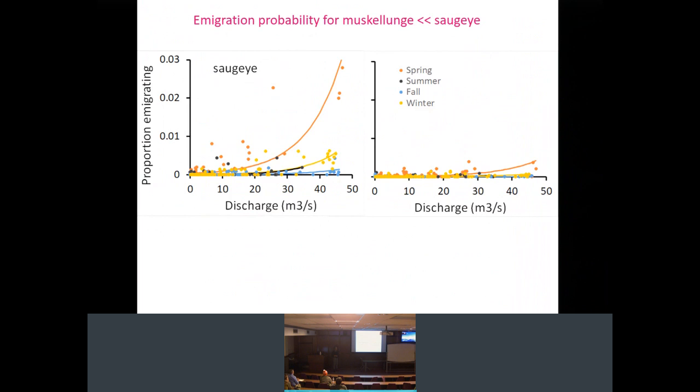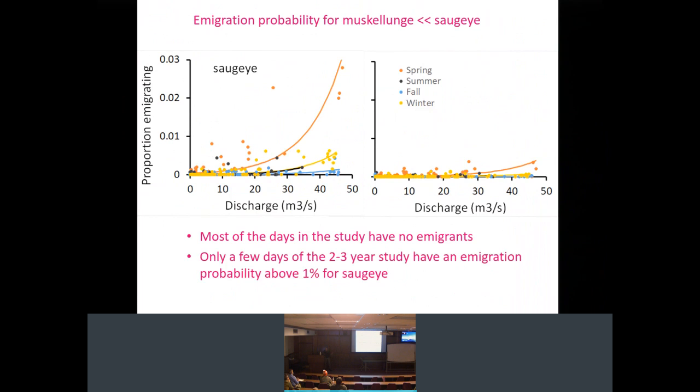And so even though they have the same qualitative pattern, the actual absolute level of immigration is really different for these two species. Okay, so now we have a couple of take homes. Most of the days in the study have no emigrants. You remember that. Only a few days of the 2 to 3 year study have emigration probabilities above 1% for sockeye. And none of the days have that above 1% for muskellunge.